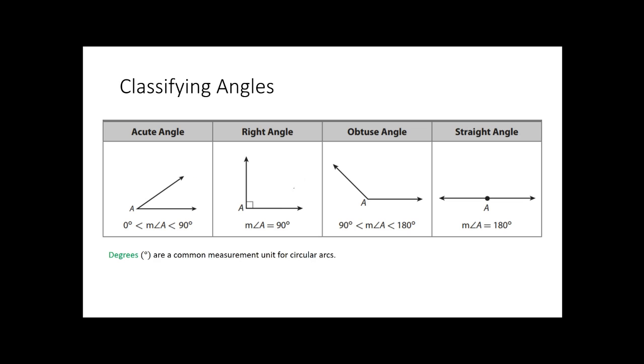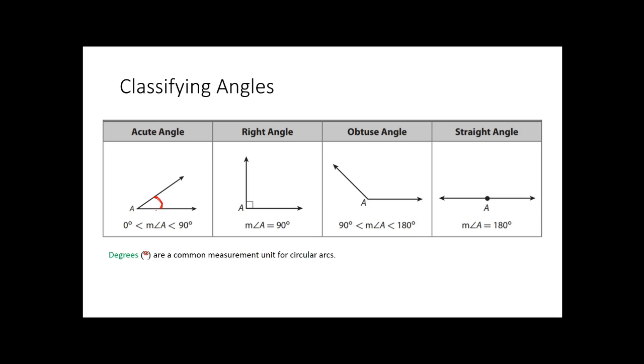All right, classifying angles. There are 4 types of angles that we talk about, and angles have a certain degree to them. Now, degrees is a new term, it's a new definition. They're represented by this little symbol right here. And degrees are a common measurement unit for circular arcs. If I was to draw an arc, it's part of a circle, okay? It's like a circular motion.